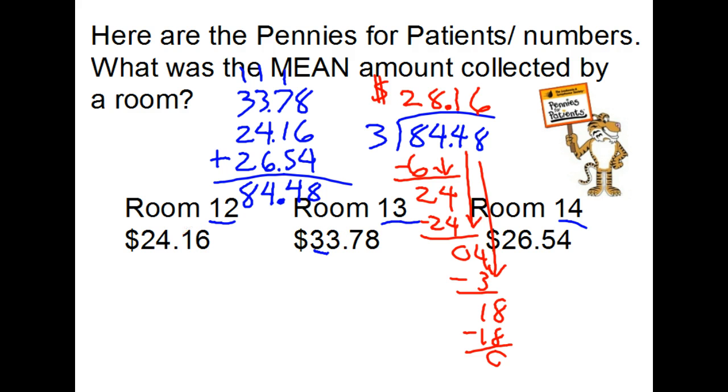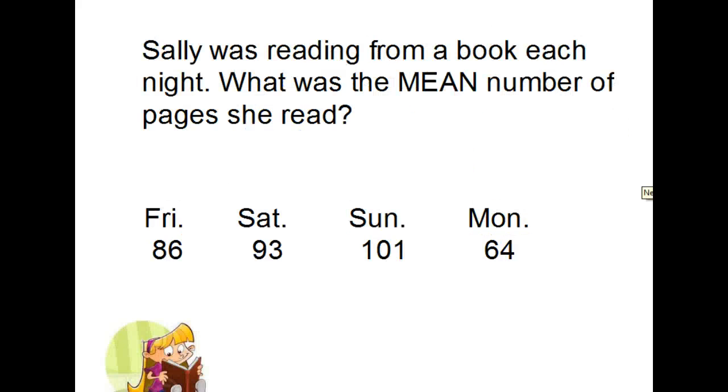Let's give you one more to try out. Sally was reading a book each night. What was the mean number of pages she read? So first thing I need to do is add up all these numbers. And I know some people don't like to add all 4 numbers at one time. So for this particular one, I'm just going to add 2 at a time. And then I'm going to take these 2 numbers and add them together.